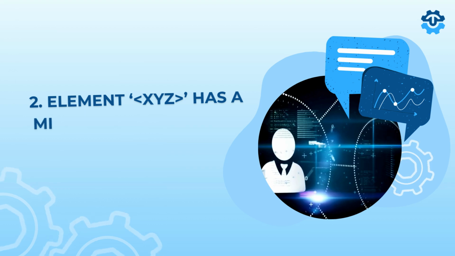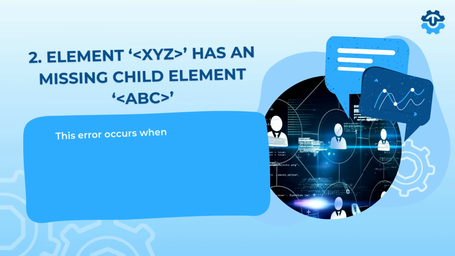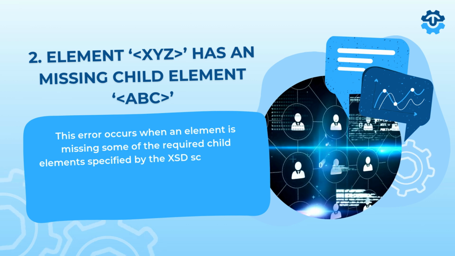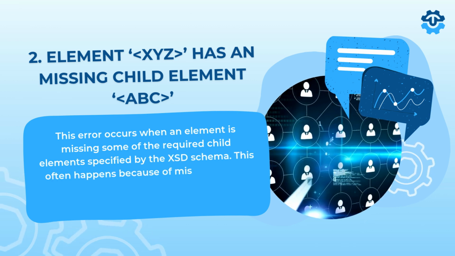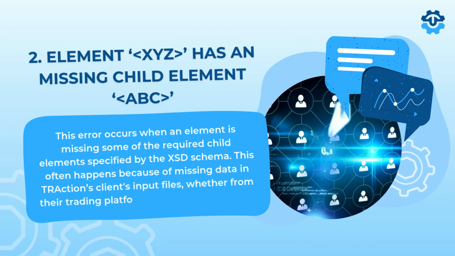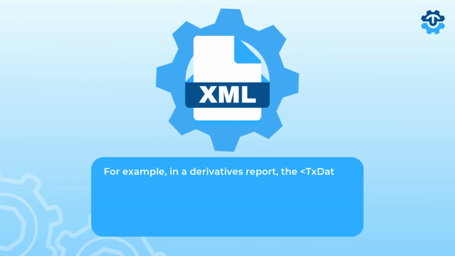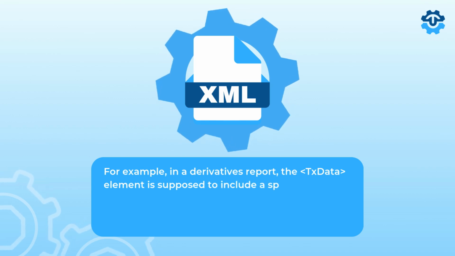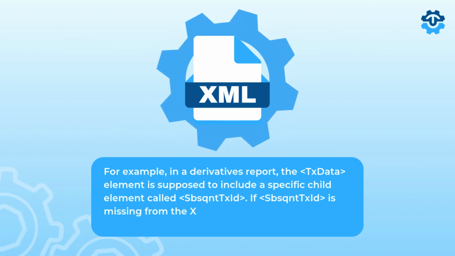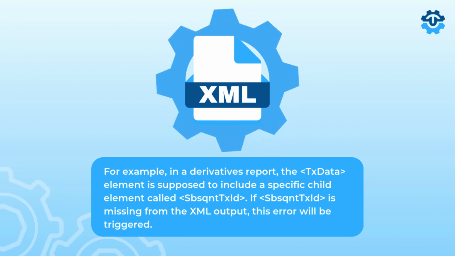Error 2. XYZ has a missing child element ABC. This error occurs when an element is missing some of the required child elements specified by the XSD schema. This often happens because of missing data in Traction's client's input files, whether from their trading platform or back-office system. For example, in a derivatives report, the transaction data element is supposed to include a specific child element called subsequent position UTI. If subsequent position UTI is missing from the XML output, this error will be triggered.